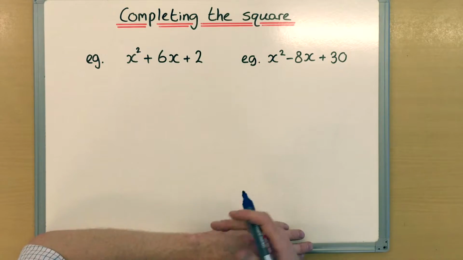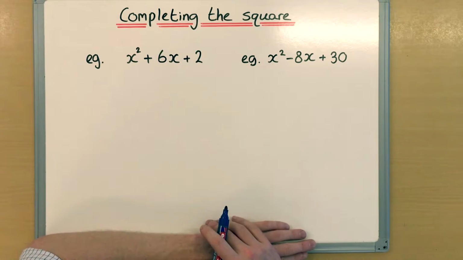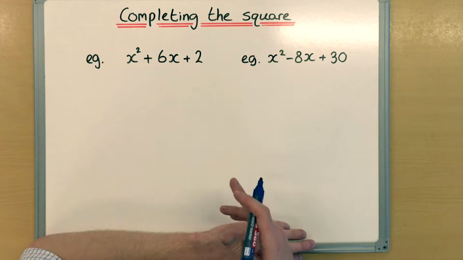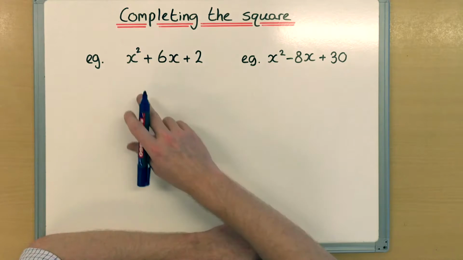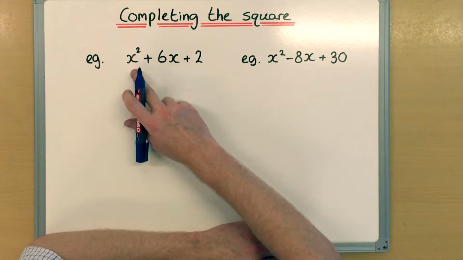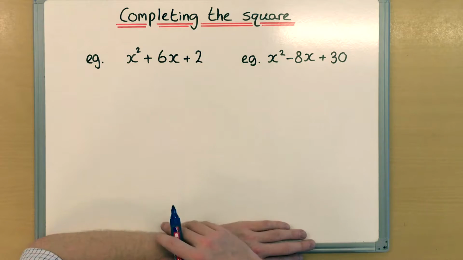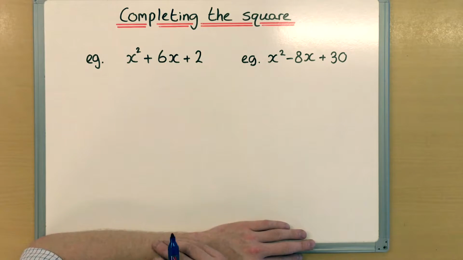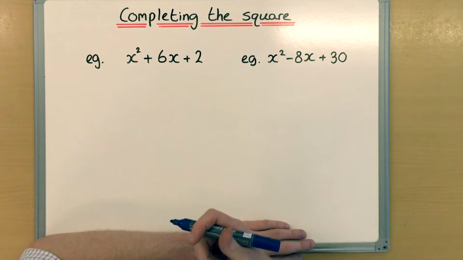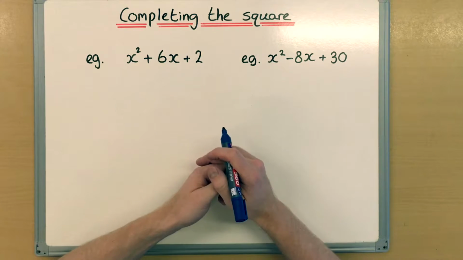Completing the square. So last lesson we were looking at a very quick way to multiply out square brackets. We're going to use that in reverse to take some quadratic expressions with an x squared, an x term and a number, and write them in a very specific way, which is called completing the square. Why are we doing this?